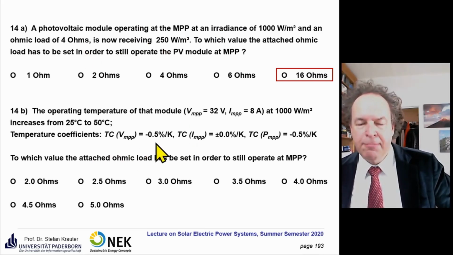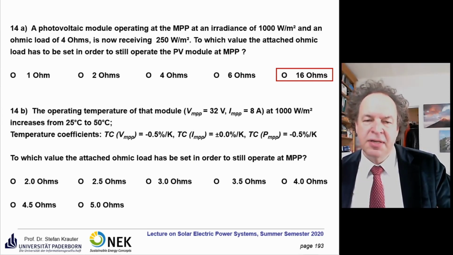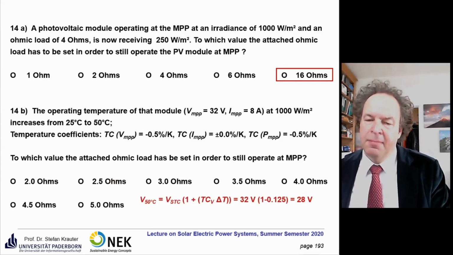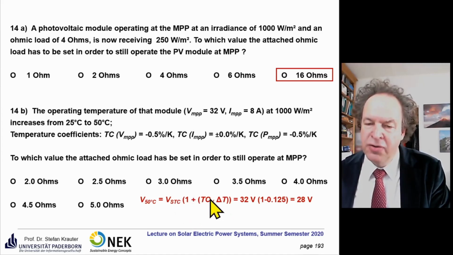If we have a higher temperature, what do we expect? In general, we have a reduced voltage, so we have a reduced ohmic load. That means it's not 4 ohms. The first estimation is somewhere below 4 ohms. To calculate the exact value, we take a look at the formula here. We have the voltage at standard test conditions and the correction factor: 1 plus the temperature coefficient of the voltage, that's minus 0.5%, times the temperature difference, which is 25 degrees.